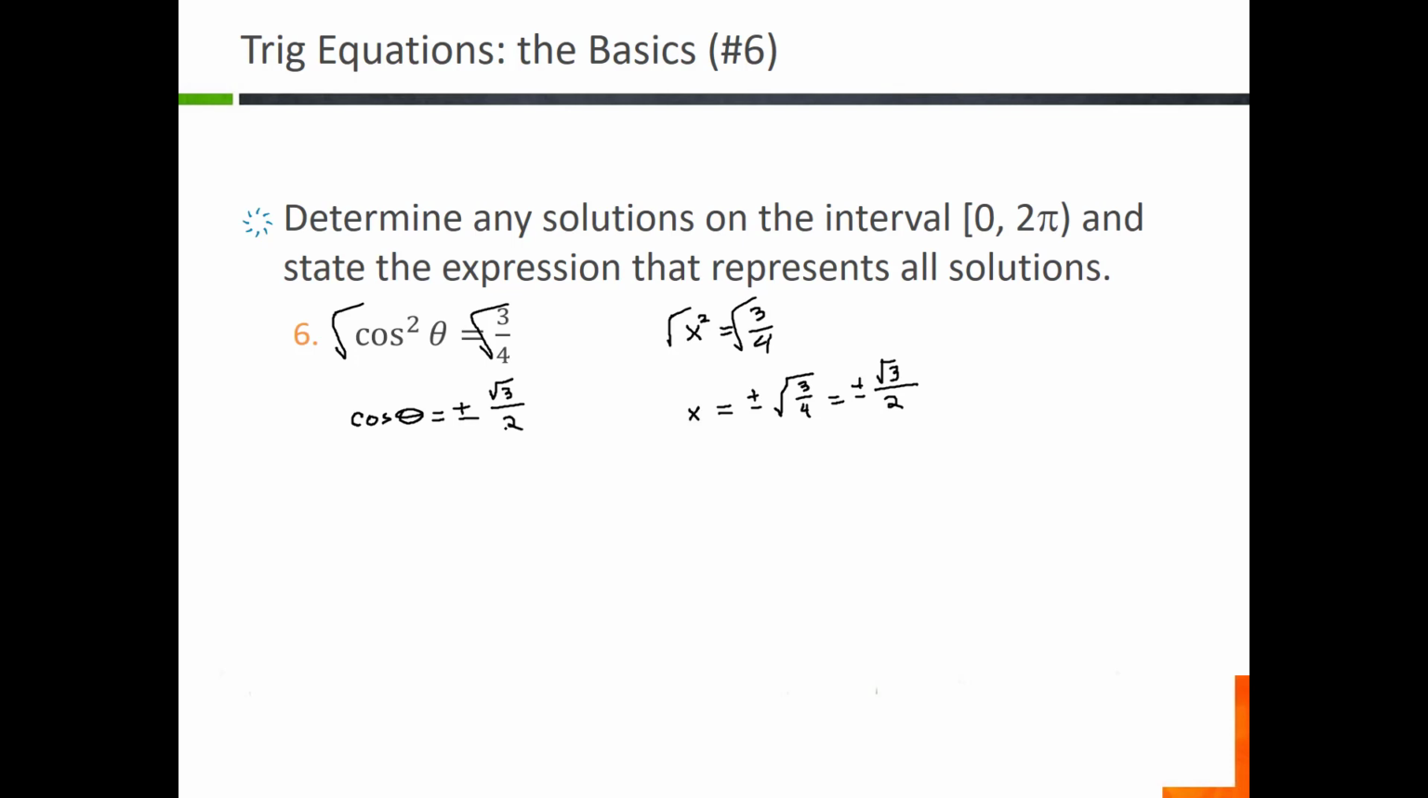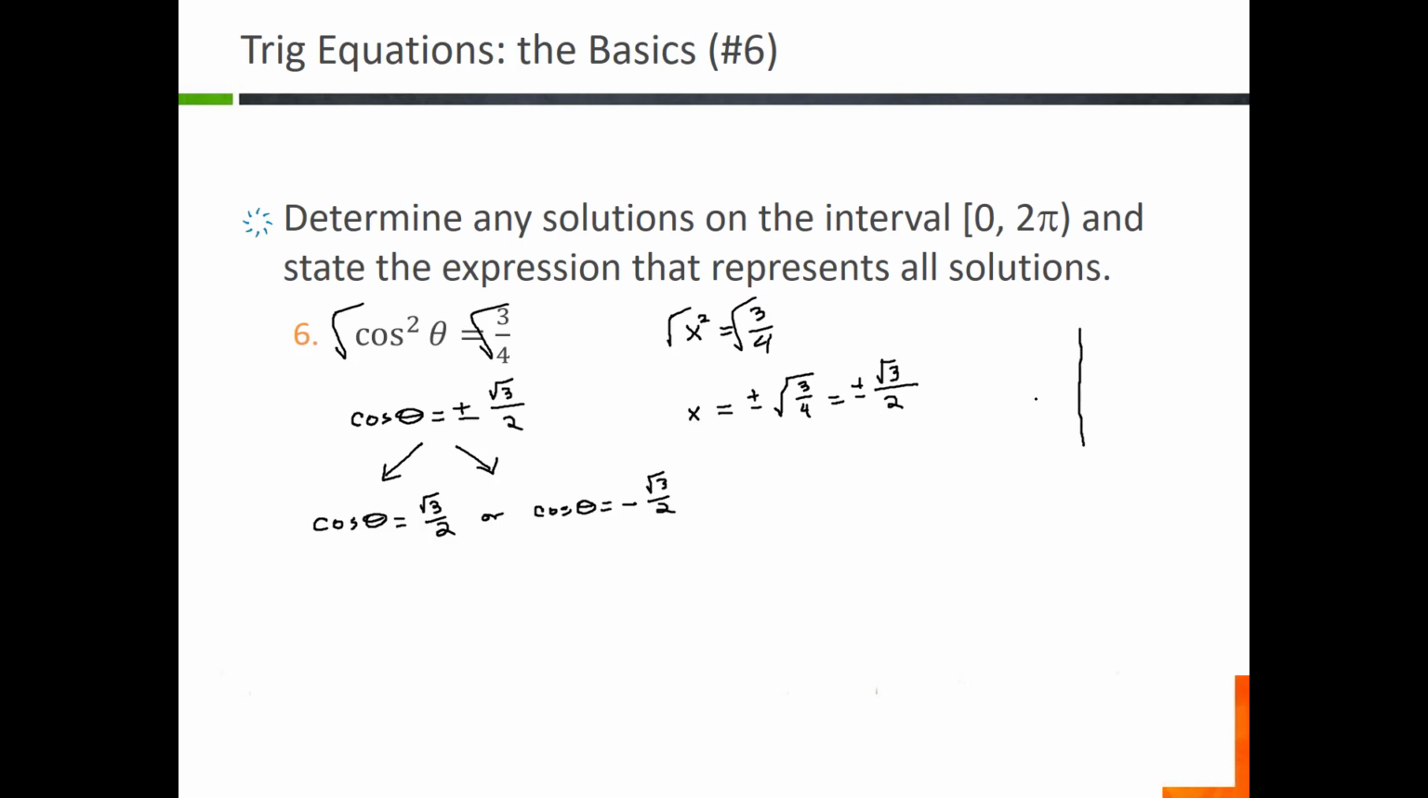And then we also need to think, where is it positive and where is it negative? Because when we have this plus or minus, we can actually break this apart. We have two equations technically. We have the cosine of theta is equal to a positive root 3 over 2, or we also have the cosine of theta is equal to a negative root 3 over 2. Okay, so there's two different ways that this plus or minus converts us into two separate equations, and we need to come up with answers for both of those.